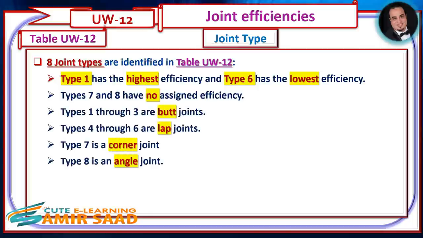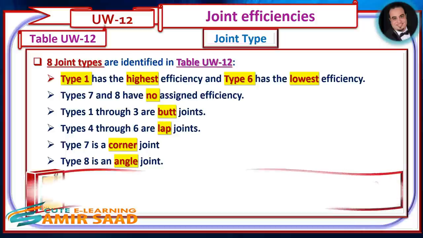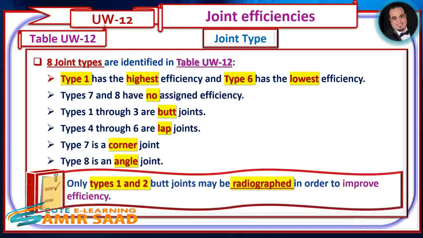Types 1 through 3 are butt joints. Types 4 through 6 are lap joints. Type 7 is a corner joint. Type 8 is an angle joint. Only types 1 and 2 butt joints may be radiographed in order to improve efficiency.